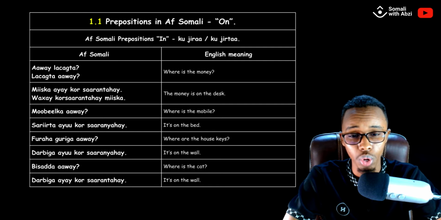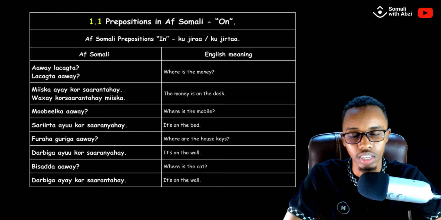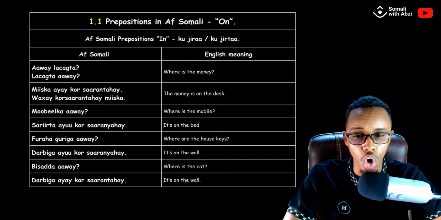So now we're going to use on. So we're going to say the money is on the desk. So miiska ayay kor saaran tahay. You can skip kor. The most important thing you need to know is ayay for feminine nouns because lacag is a feminine noun. So ayay saaran tahay.